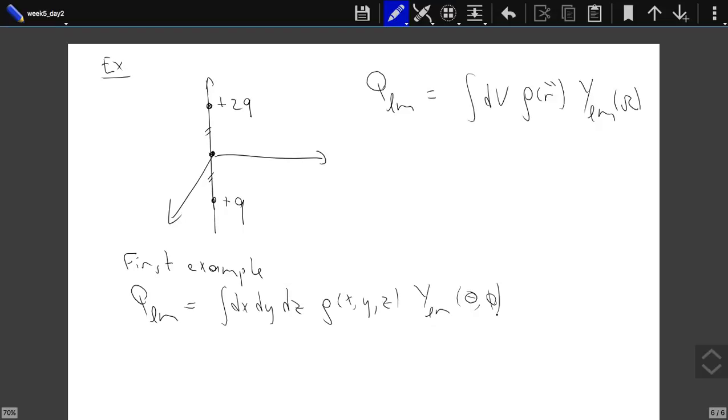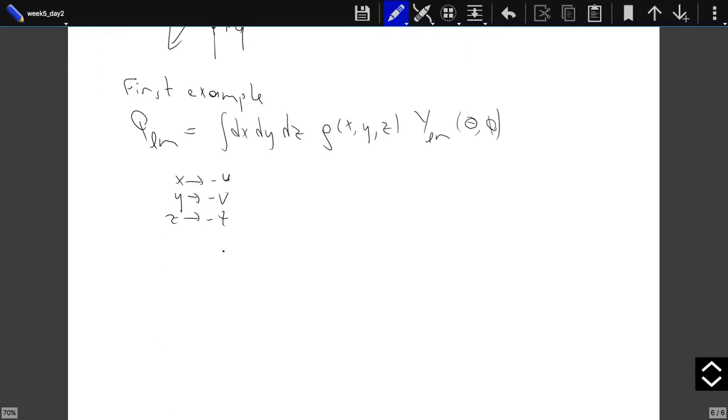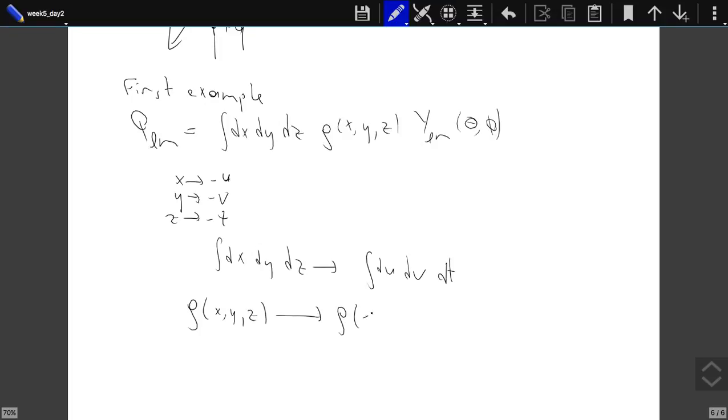Let's make a change of variables. Let's take x goes to minus x, or let's just give it a different name, u. y goes to minus v, z goes to minus t. dx, dy, dz would go to du, dv, dt, without any minus signs. There are no minus signs here. And rho of x, y, z will go to rho of minus u, minus v, minus t.